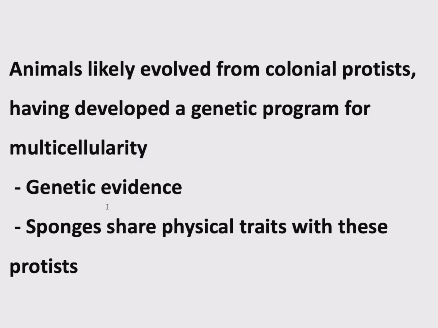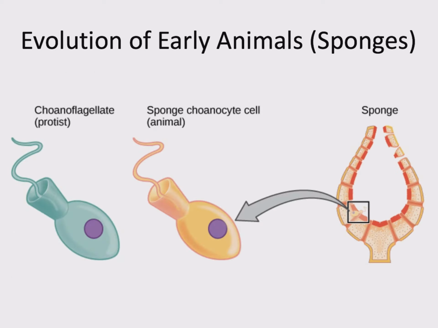So there's genetic evidence for this. You can sequence choanoflagellates, you can sequence sponges, and their sequences look more similar to one another than to anything else. And then, of course, the physical traits that I just showed. Sponges share physical traits, especially in these choanocyte cells looking like choanoflagellates. Sponges share physical traits with these protists as well. So this is the origin of animals from these colonial protists.